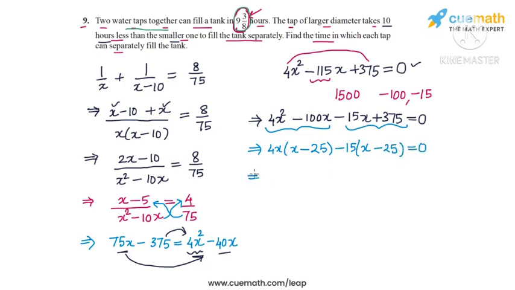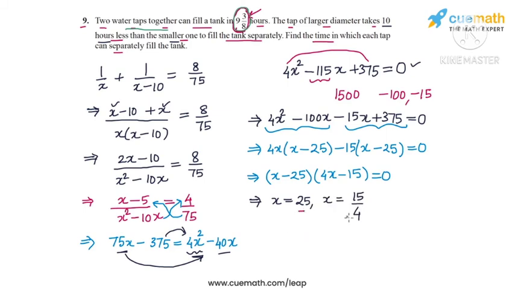So this means that I can take out x minus 25 common, so x minus 25 times 4x minus 15. This is equal to 0, and from here we get the two roots of the equation. We get x is either equal to 25 or x is equal to 15 by 4. Now which of these two roots should we pick? Which of these two roots is the correct answer in this situation?